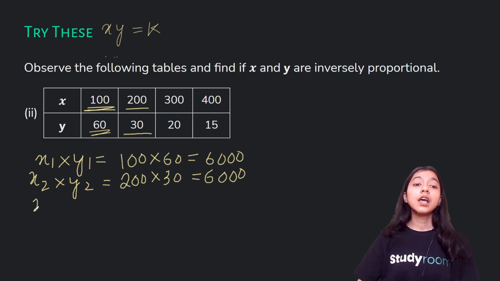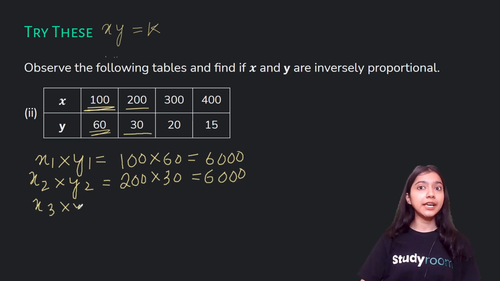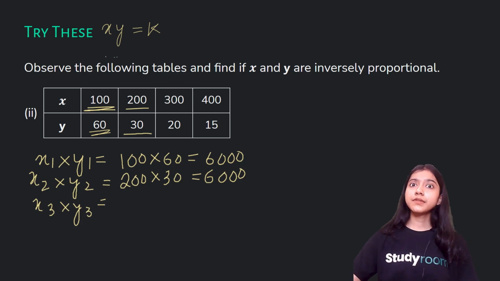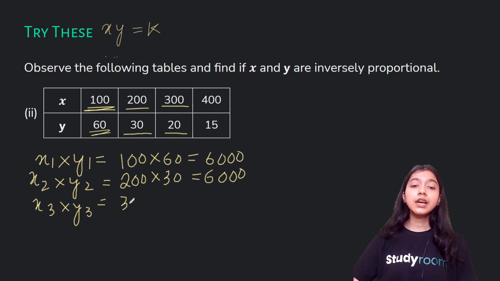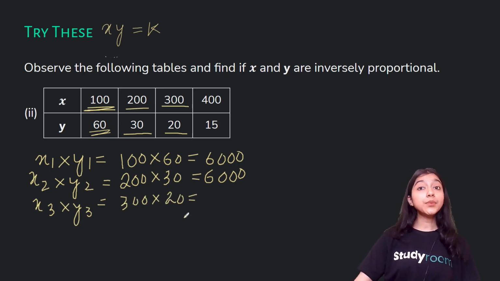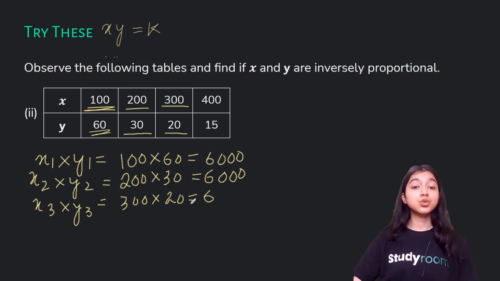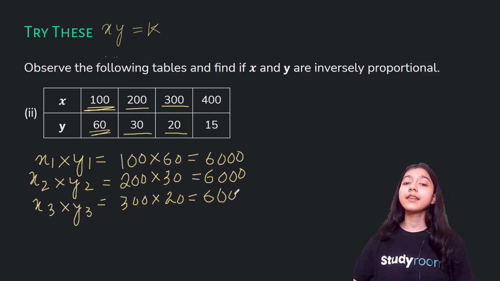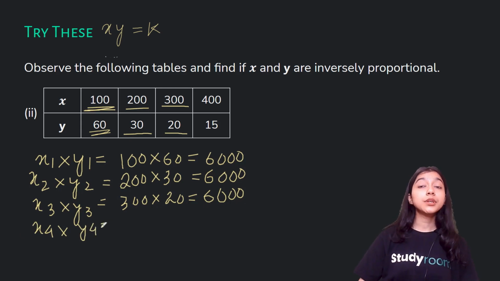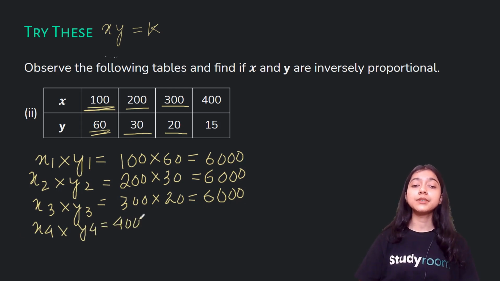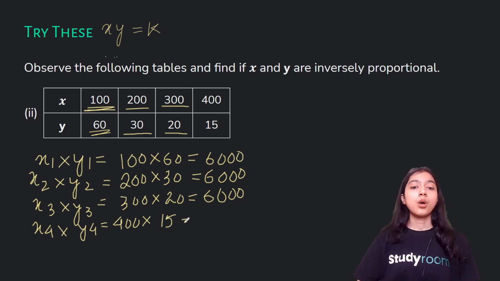Let's check for the third case. In the third case we have x3 multiplied with y3. Now what is the value of x3? It's 300 and the value of y3 is 20. So we have 300 multiplied with 20. Now 3 multiplied with 2 gives us 6 and we have in total 3 zeros. So we'll again get 6000 as the product of the two variables. For the last case, we have x4 multiplied with y4, which will be equal to 400 multiplied with 15. Now, what is 15 multiplied with 4? It's 16.